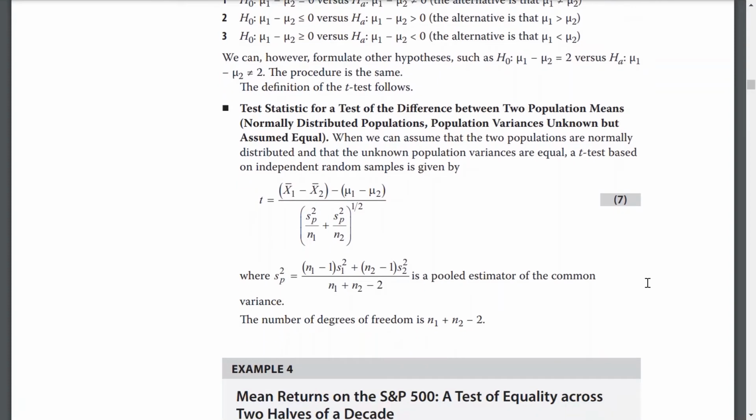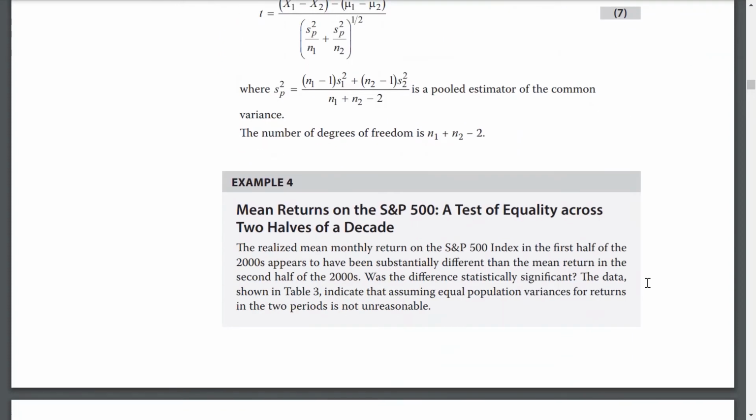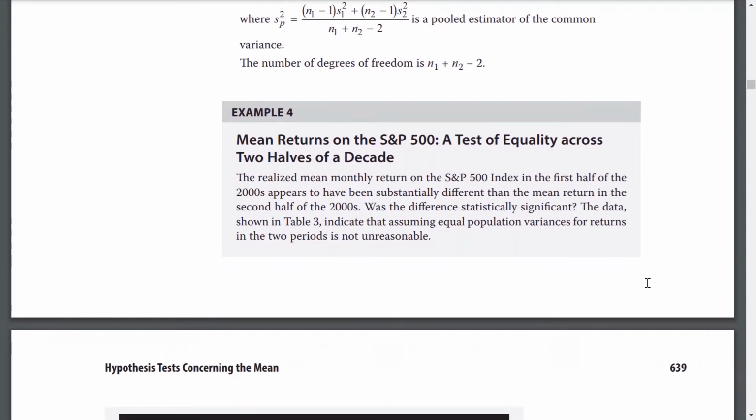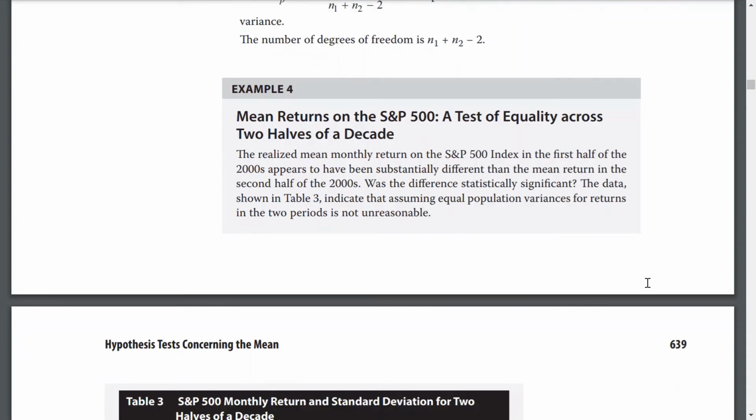Example 4, mean return for the S&P 500: test equality across two halves of a decade. The realized mean monthly return of the S&P 500 index in the first half of the 2000s appears to have been substantially different than the mean return in the second half of the 2000s. Was the difference statistically significant? The data shown in Table 3 indicate that assuming equal population variance for returns in the two periods is not unreasonable.